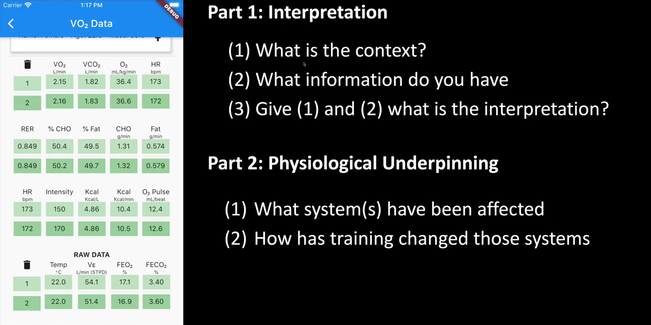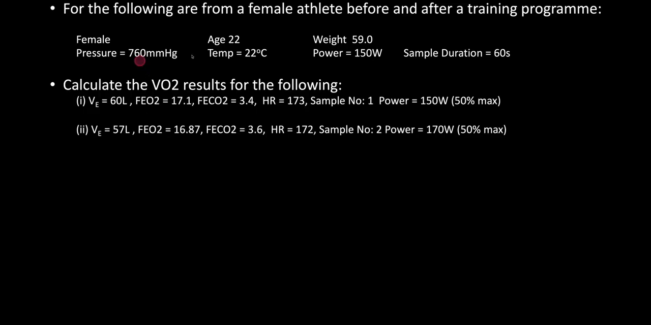So for the first part in the interpretation, we have to consider what's the context. And by context, we mean what's the situation in which this data was collected, because that will affect the interpretation that you put on it. So what's our context? Our context is it's a female athlete before and after a training program. So what does that mean? How does that help us?